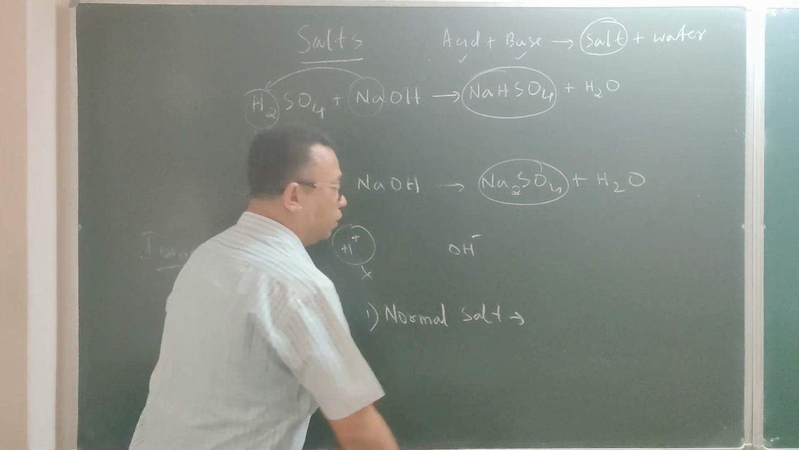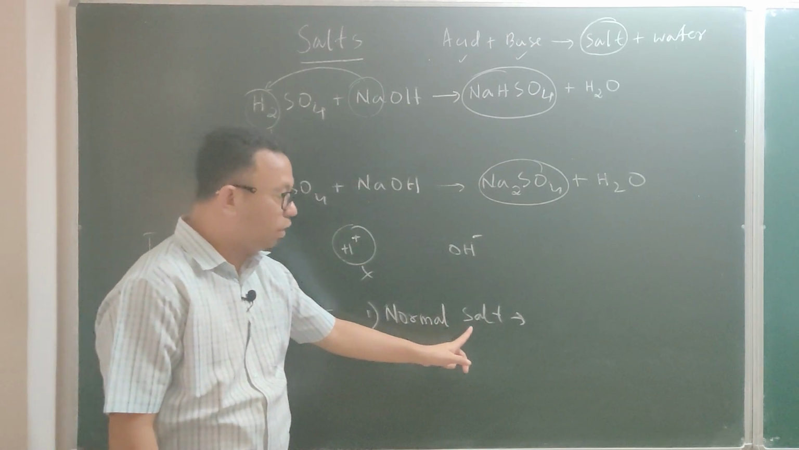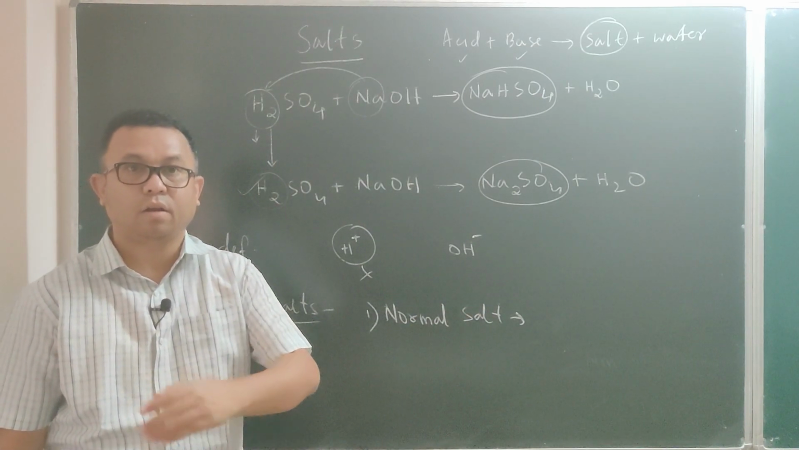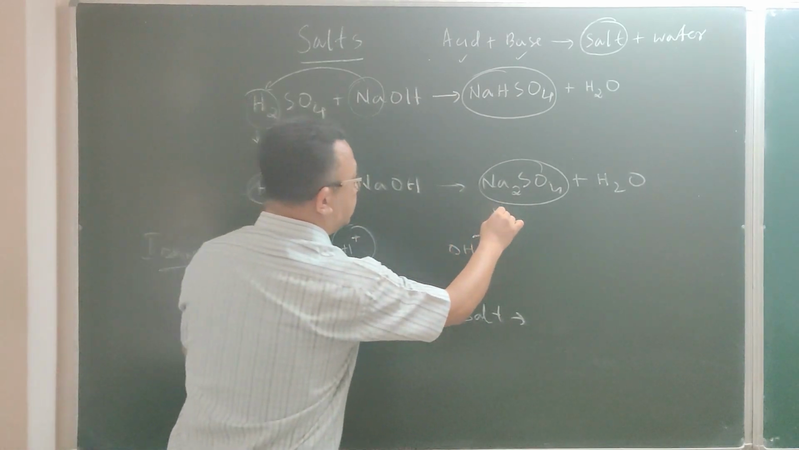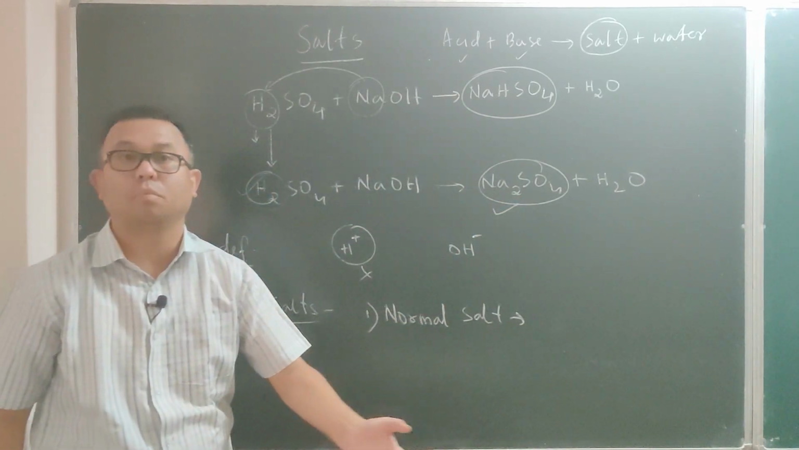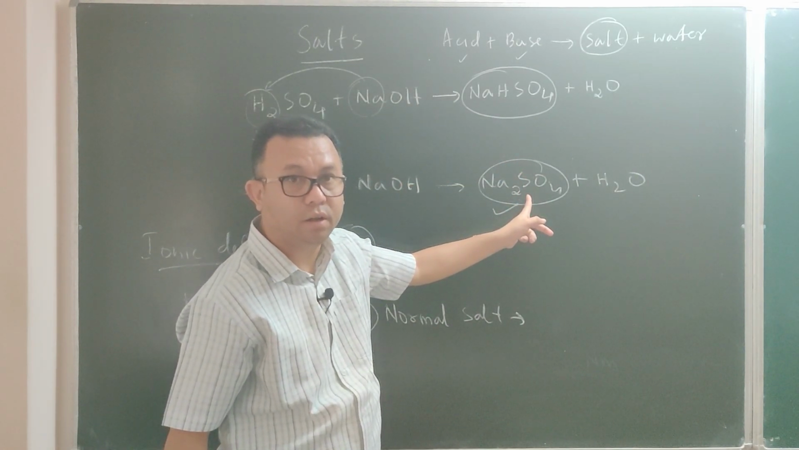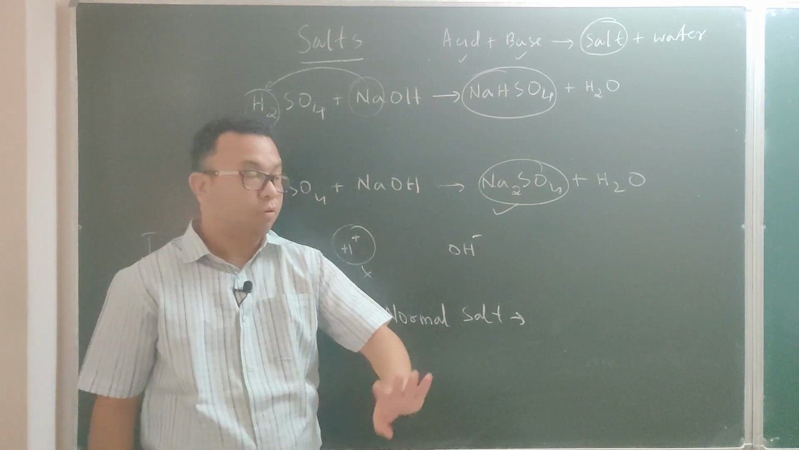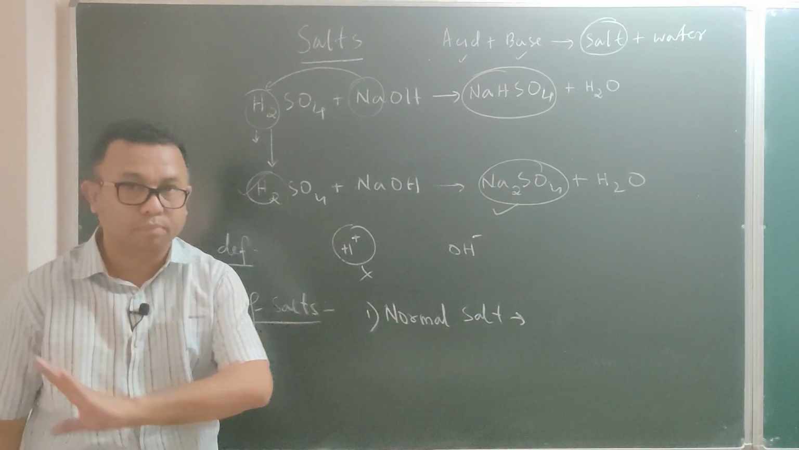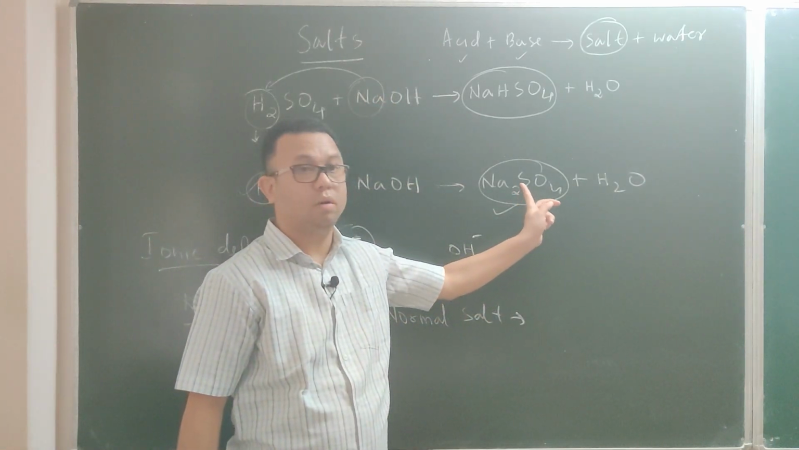Now I think it will be easy for you to understand what a normal salt is if you have understood this. Normal salts are those salts which are formed by complete replacement of hydrogen. See here, there was a complete replacement of hydrogen. That means this salt which is formed is called normal salt. There is no trace of hydrogen. There was hydrogen but there is no trace of it here. So from any acid, whatever number of hydrogens are there, if all of them are totally replaced, then the salt which is formed is called normal salt.